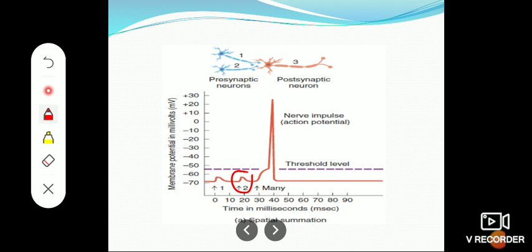So this is again a property of neuron. If you excite multiple neurons at a time, we will have a response in the postsynaptic neuron. So that is called a spatial summation.